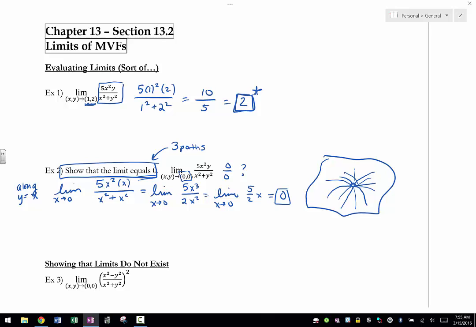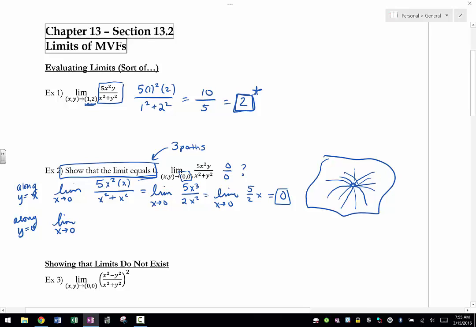Mrs. Fibber, that's not a proof. I know it's not a proof. That's totally fine. For our course, that's what we're going to live with. So let's try another path. Let's say the limit as x approaches 0 along the line y equals 0.